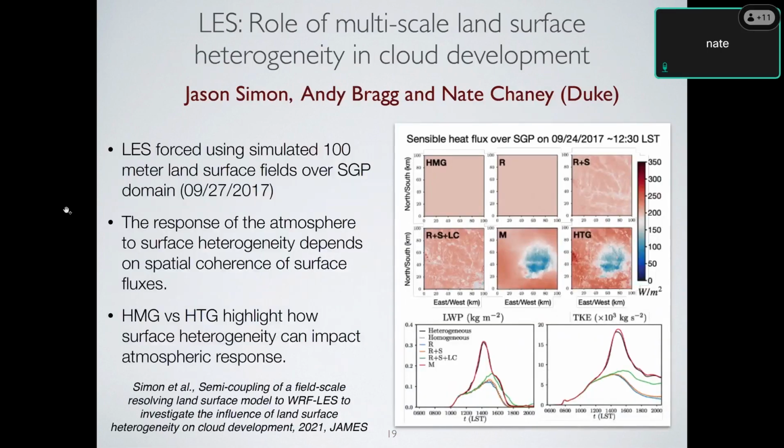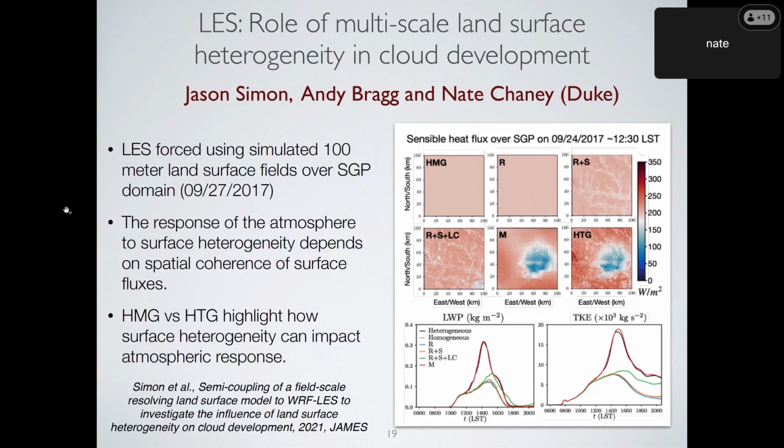As I was mentioning, one of the key things that happened within CLASP was the large-eddy simulations. The emphasis was to understand the role of multi-scale land surface heterogeneity in cloud development. Here we forced LES using 100-meter spatial resolution land surface fields from a high-resolution land surface model over the Southern Great Plains site in Oklahoma. Here I'm showing the example for the 24th of September. I think there's a typo there in the text.